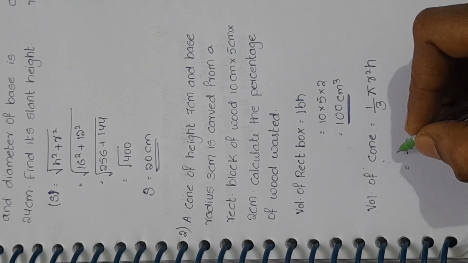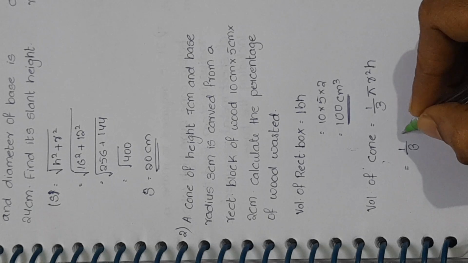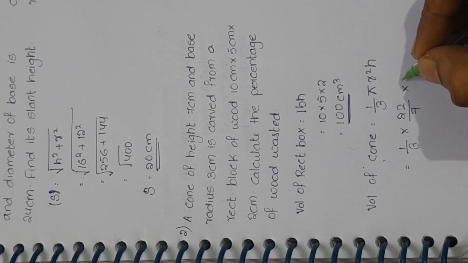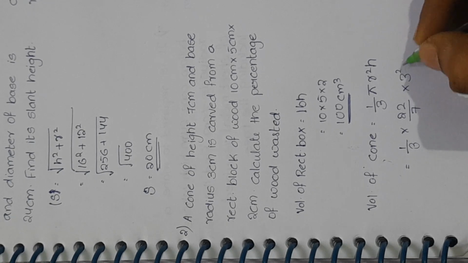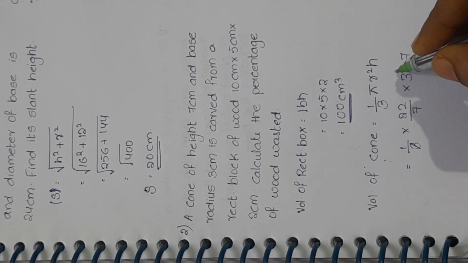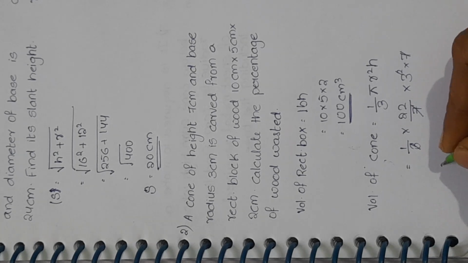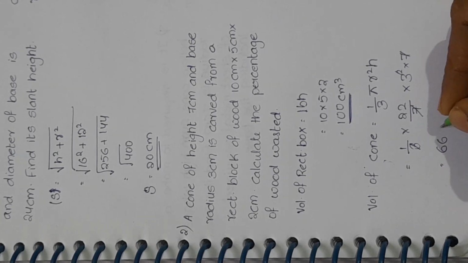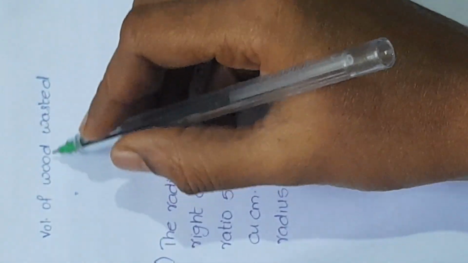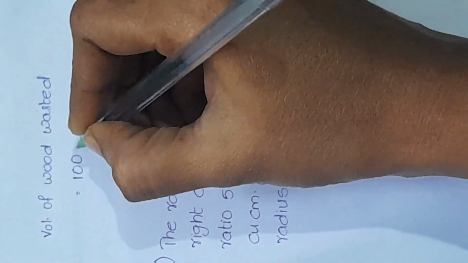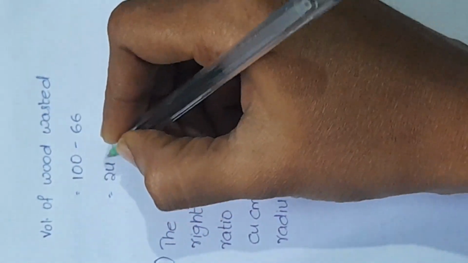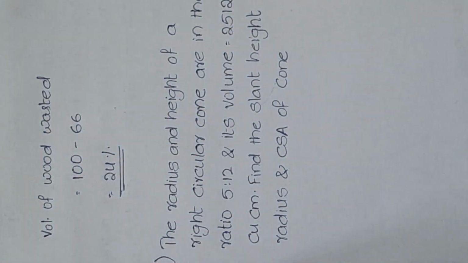Now we should find the volume of the right circular cone. Volume of the cone is 1 by 3 pi r square h. Substituting the values, 1 by 3 into 22 by 7 into r value is 3, so 3 square into h is 7. Cancellation, 7 ones. So 22 into 3 is 66 centimeter cube is the volume of the cone. Now we should find the volume of the wood wasted, that is 100 minus 66, which is equal to 24% of the wood is wasted.